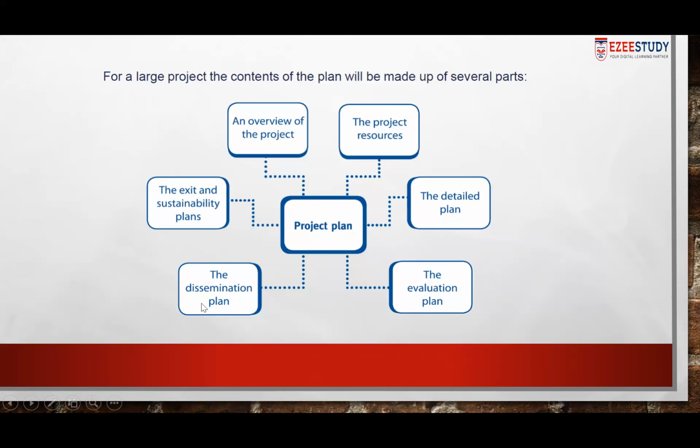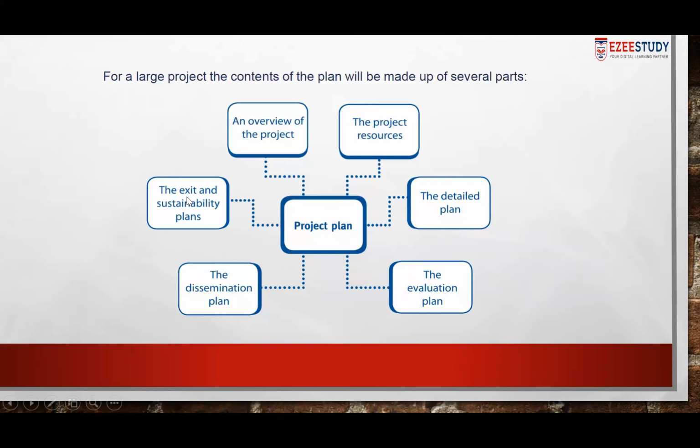The dissemination plan is basically the plan of how to disseminate information regarding this project to different stakeholders at different stages of the project. So this dissemination plan will tell to whom the information will be reported, what type of information will be reported to stakeholders, and when that information will be reported during the duration of the project.